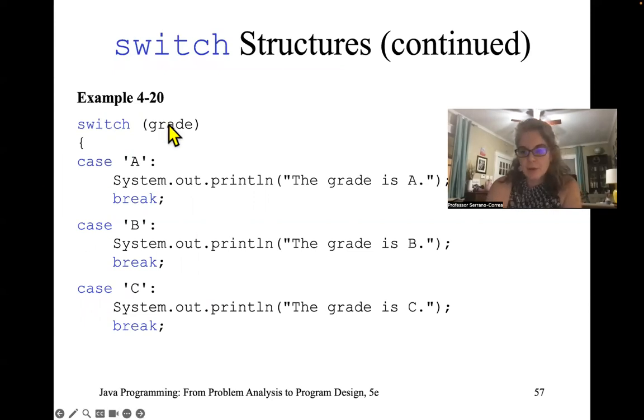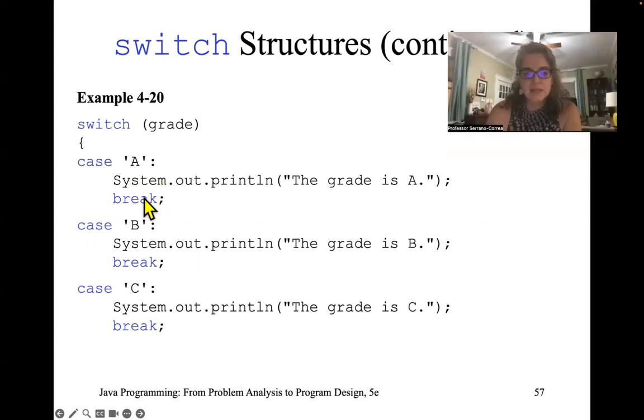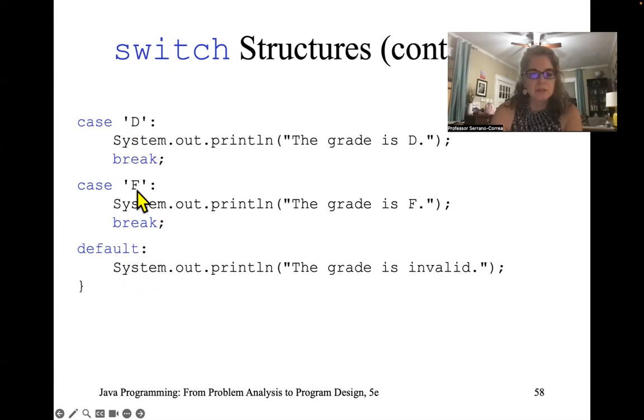This is the variable that we're comparing. And what it does is it compares to see if this variable grade is equal to this letter. If it's equal to capital A, then it prints this out and then it breaks. Break means that it gets out of the switch statement. The switch statement is done. If it's not equal to A, then it goes to here. If it's not B, it goes to here. If it's not D, it goes to here.